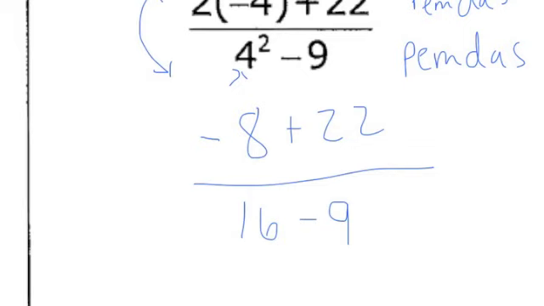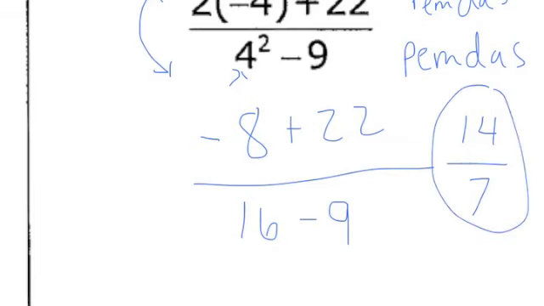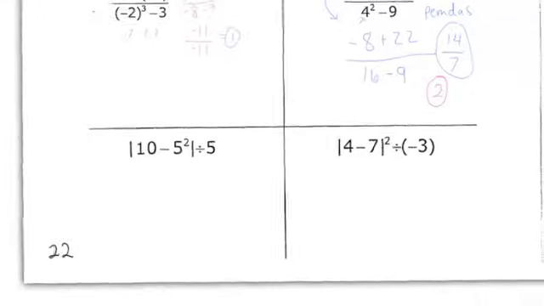Okay, so we got negative 8 plus 22, and that gives us 14. And that's going to be all over 16 minus 9, which is 7. And 14 divided by 7 gives us our answer of 2. If you need a little help on that, you can rewind and rewatch.